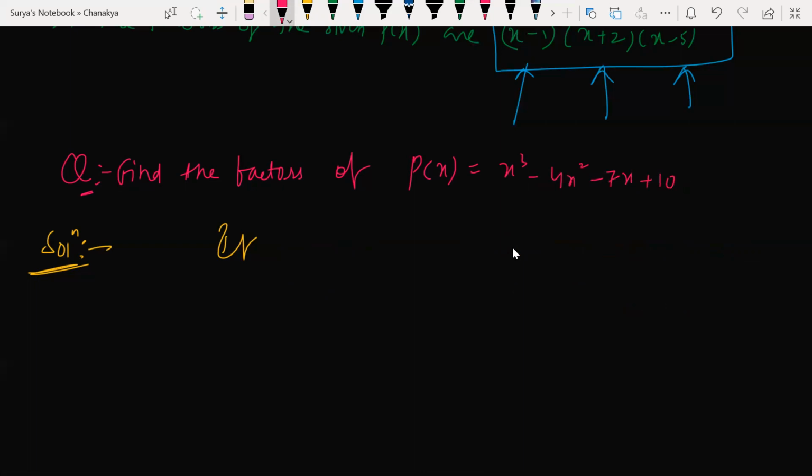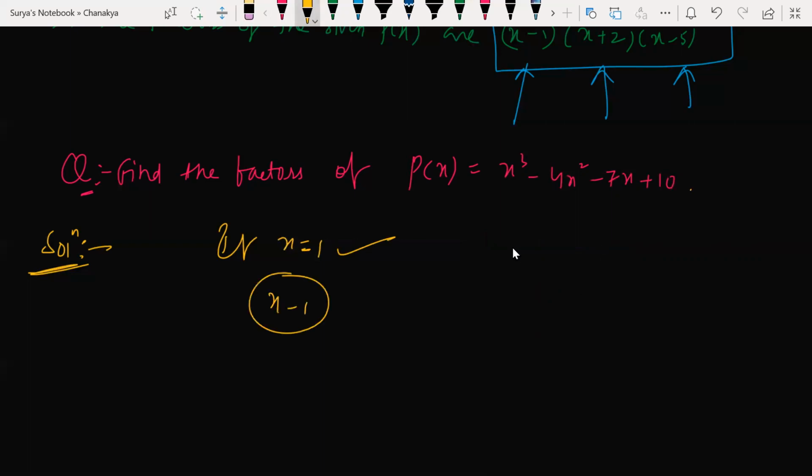Okay, let's check this. Yes, I think this will be working out. Let x is equal to 1. If x is equal to 1, check: 1 minus 4 minus 7 plus 11, that is 11 minus 11, 0. x is equal to 1 is satisfying here, isn't it, beta? So x minus 1 is a factor of this. One factor I got to know, which is x minus 1.